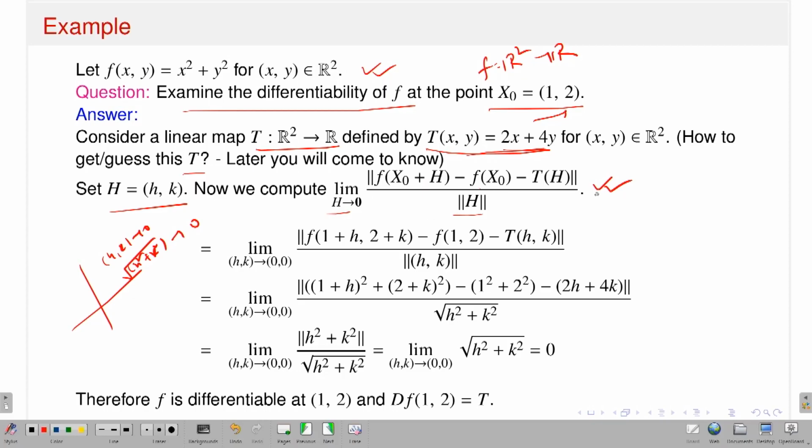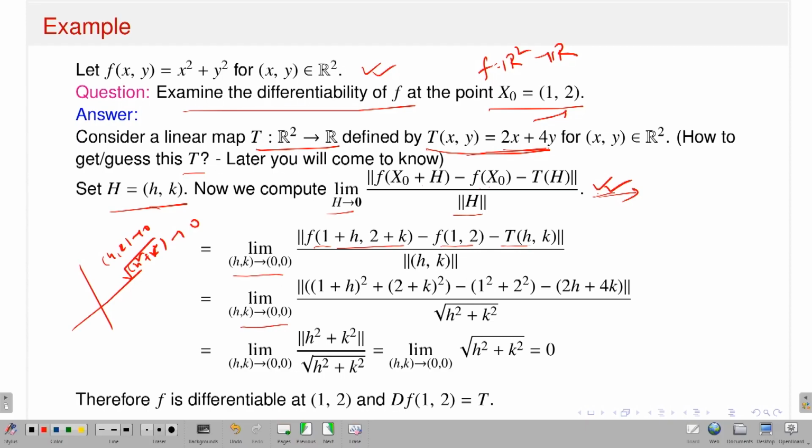This is the one I would like to see the limit of. So the norm of f of x naught plus h minus f of x naught, x naught is given, x naught is (1, 2), so I have to calculate f of (1 plus h, 2 plus k) minus f of (1, 2) minus T acting on (h, k). So this is a linear transformation acting on (h, k), divided by the norm of (h, k). Again this is the limit as (h, k) goes to (0, 0).